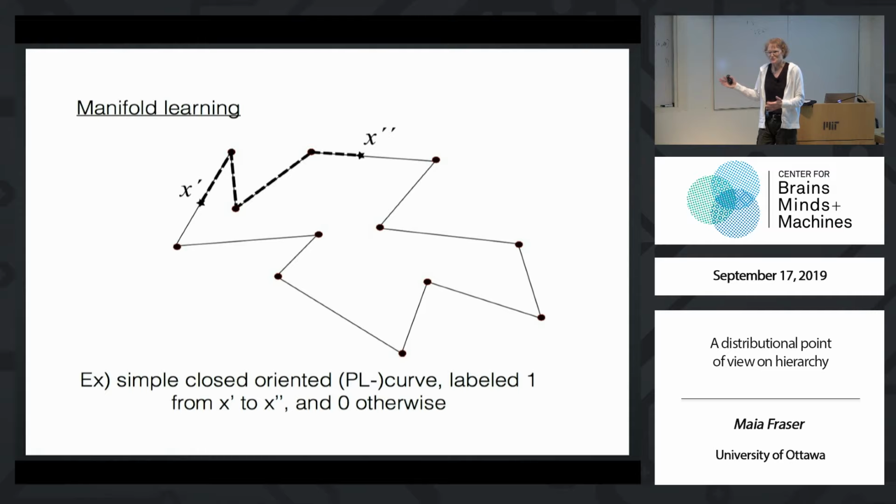It's easier to understand this if we look at concrete examples. So the two semi-supervised learning settings that I'm going to look at are manifold learning and group-invariant feature learning. So you have a group action, and let's say the conditionals that you're interested in are invariant under the action of this group.